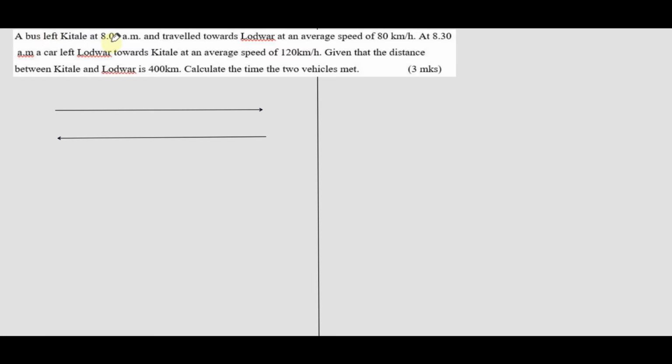A bus left Kitale at 8 a.m. and traveled towards Lodwar at an average speed of 80 km per hour. At 8:30 a.m., a car left Lodwar towards Kitale at an average speed of 120 km per hour. Given that the distance between Kitale and Lodwar is 400 kilometers, calculate the time the two vehicles met.